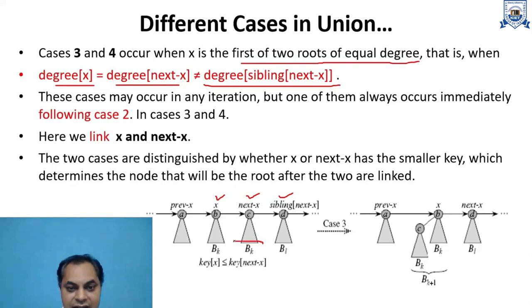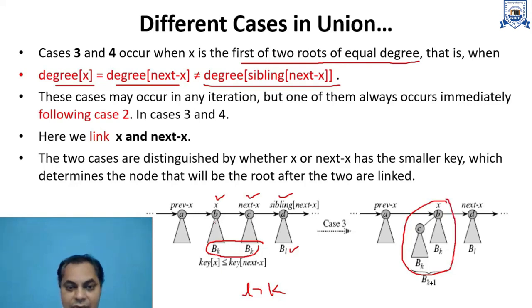Both x and next of x have the degree k, and the sibling of next of x has the degree l, and l is greater than k. So this is case 3. For case 3, the value of x should be less than the value of next of x. In that case, because our heap follows the min heap property, b will become the root of the new merged binomial tree, as you can see here.